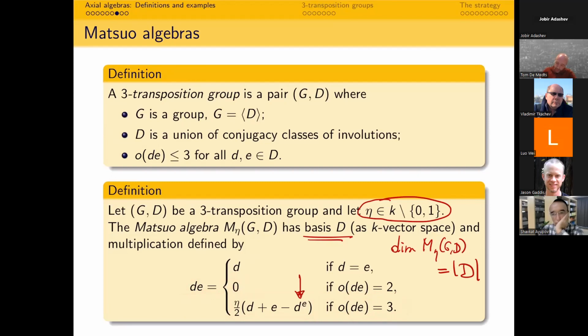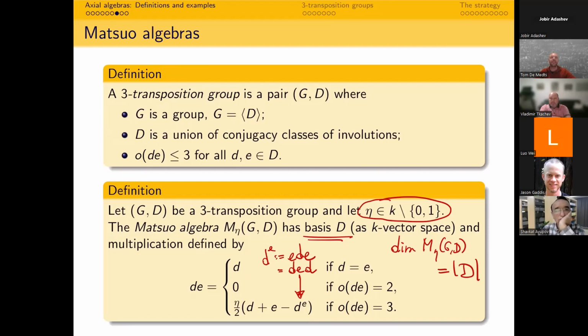this is conjugation. So D to the E is conjugation. In other words, it is defined as E inverse DE, but of course these things are involutions, so it's EDE, which is the same, by the way, as DED, precisely because the order of DE is equal to 3. Okay, so that's this third element that occurs.